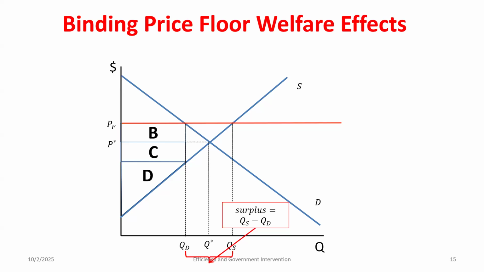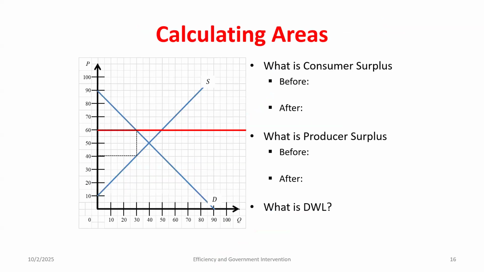So with a price floor, the transfer goes from consumers to producers. That's a higher price, a good thing for people selling it. With a price ceiling, we said that shift in surplus went from producers to consumers. The lower price benefited the consumers. So that was our changes in producer surplus, consumer surplus, and deadweight loss.